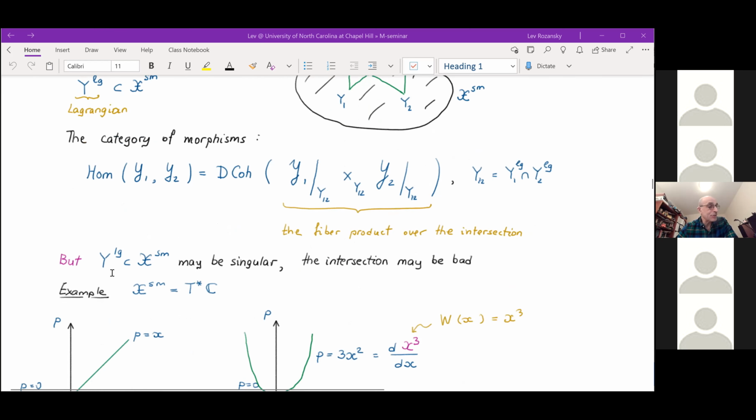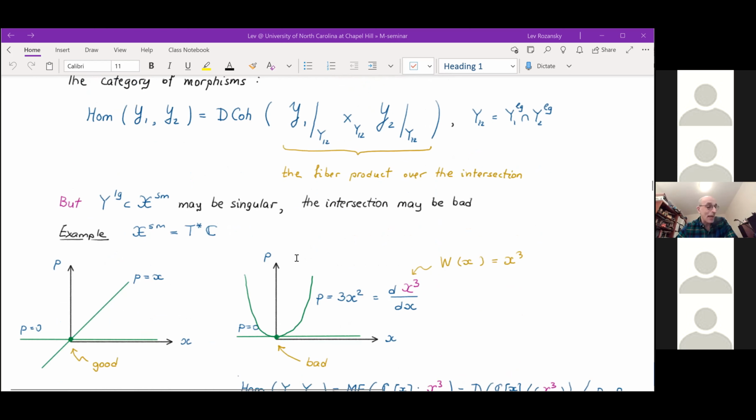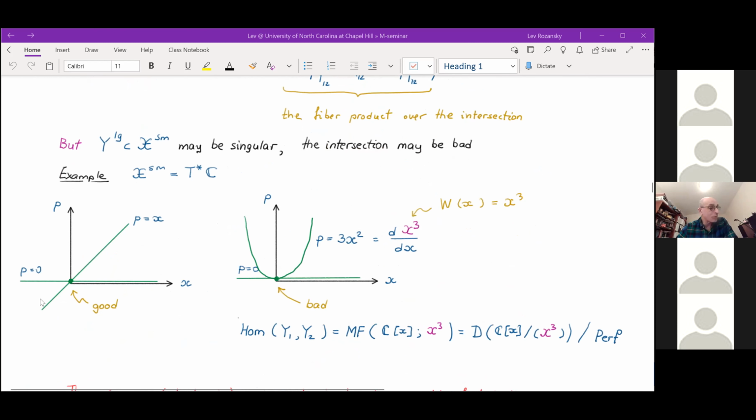So as you mentioned, first of all, these Lagrangian subvarieties may be singular, and their intersection may be bad. This is the first consideration which inspired us to look for a better defined answer. For example, if your symplectic variety is the cotangent bundle to C, a good intersection would be just two lines intersecting at the origin. That's where the intersection looks locally like the intersection of their tangent spaces. And the bad intersection would be, for example, a parabola intersecting a line where they touch.